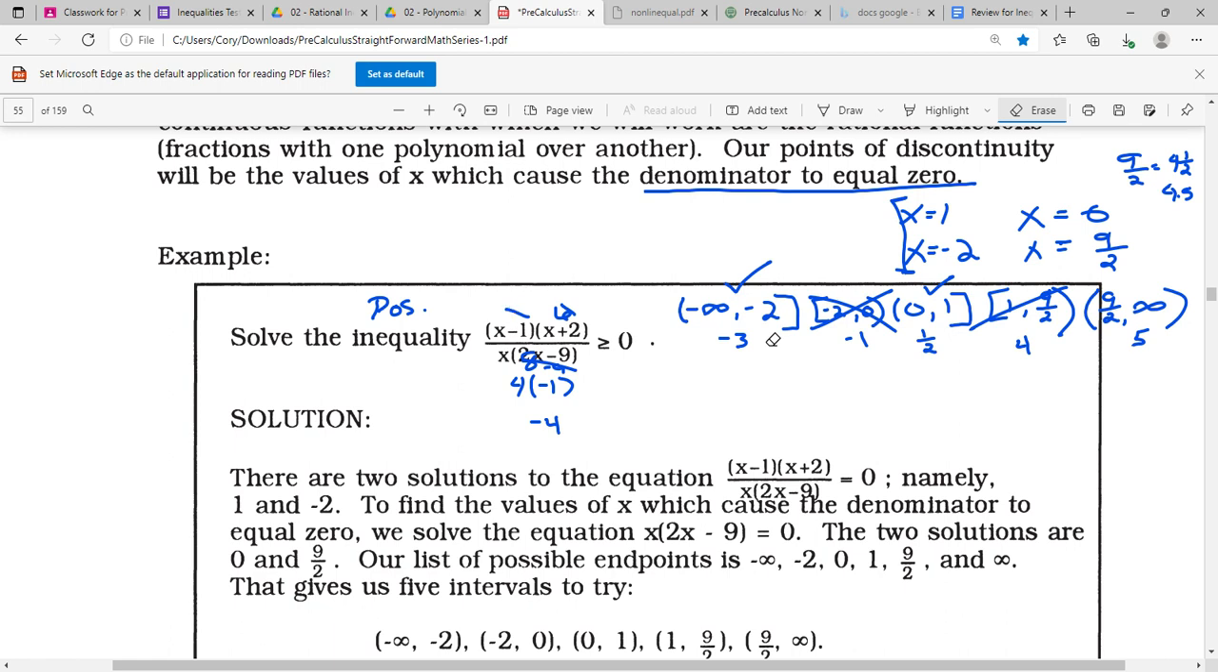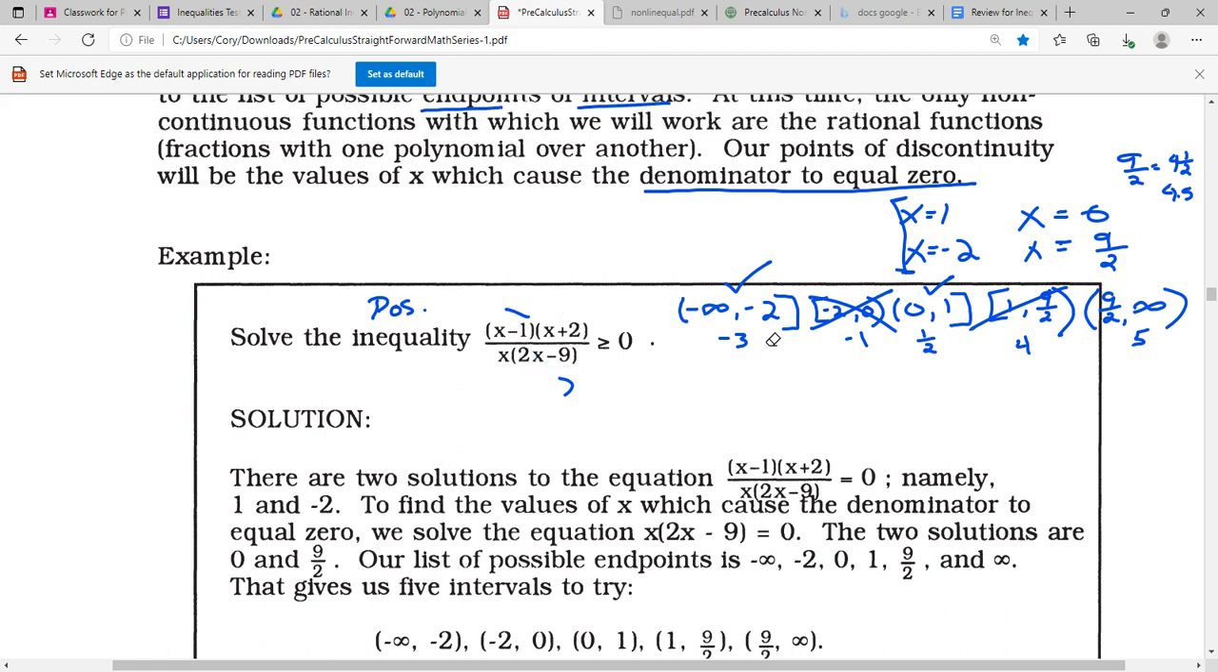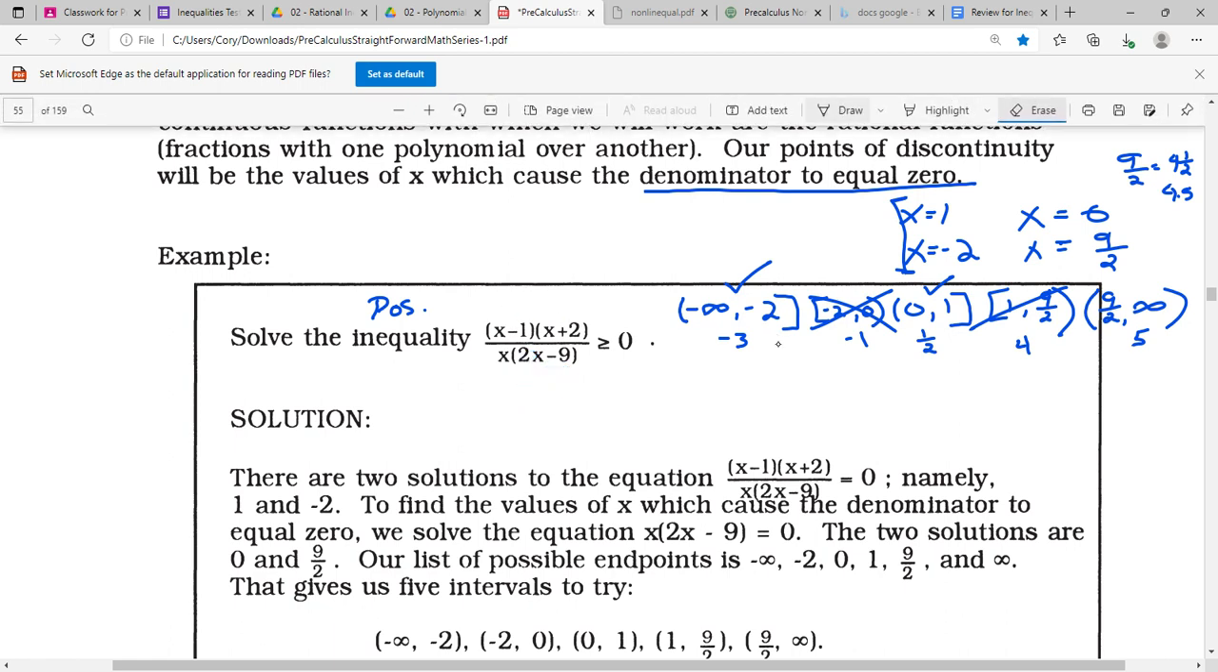And last one is 9 over 2. That's 5. So 5 minus 1 would be 4. 5 plus 2 would be 7. 7 times 4 is 28 on the top. And then 5 times 2 would be 10. Minus 9 would be 1 times 5. Right, because that's 5. 5 times 1 is 5. 28 over 5, that is positive, so that does work. Alright, so that shows us which intervals we have.